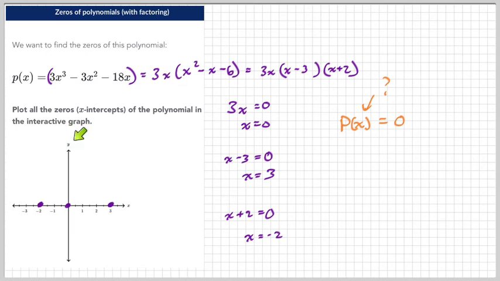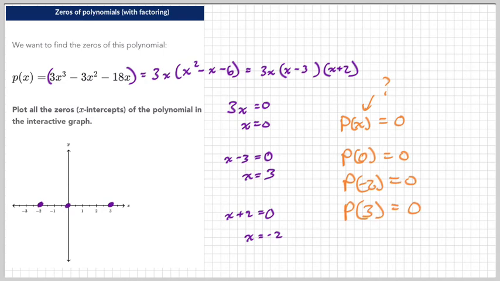Okay, but this says y right here. You're right, but because this function is named p, you can actually cross out the y and write p. This is like the p axis right here. So wherever p equals 0, those are the x's that you're looking for. So what we found is that 0, negative 2, and 3 all give me 0.